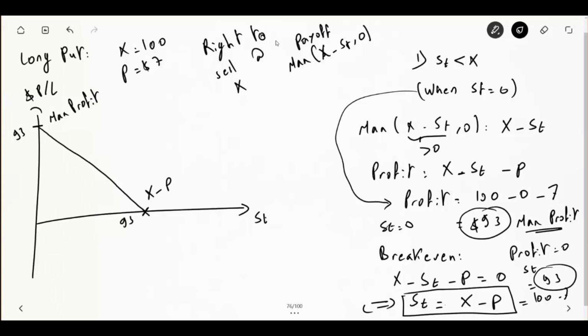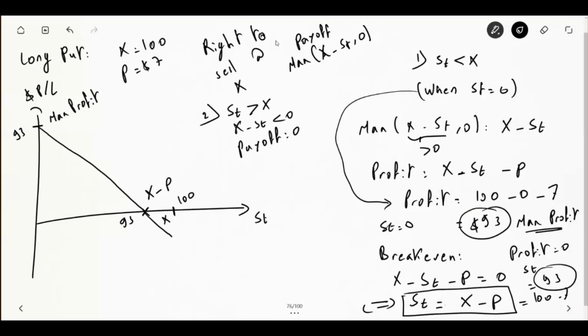Now, when ST is greater than X, X minus ST is negative. Therefore, I will choose not to exercise my option, and the payoff in this case is going to be 0. Let me keep going till I get to X. So here, this is X, this is 100. This is the strike price of the option.